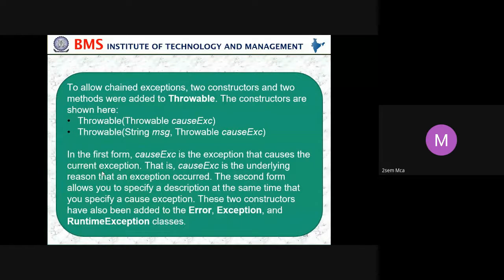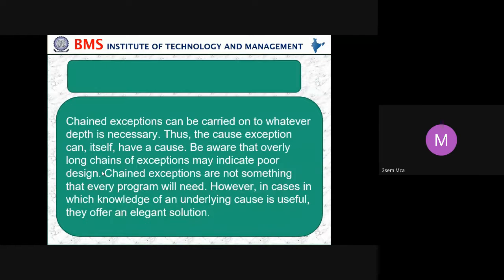To allow chained exceptions, two constructors and two methods were added to Throwable. The constructors are shown here: Throwable(Throwable causeExc), Throwable(String msg, Throwable causeExc). In the first form, causeExc is the exception that causes the current exception, that is, causeExc is the underlying reason that the exception occurred. The second form allows you to specify a description at the same time that you specify a causing exception. These two constructors have also been added to the Error, Exception, and RuntimeException classes.